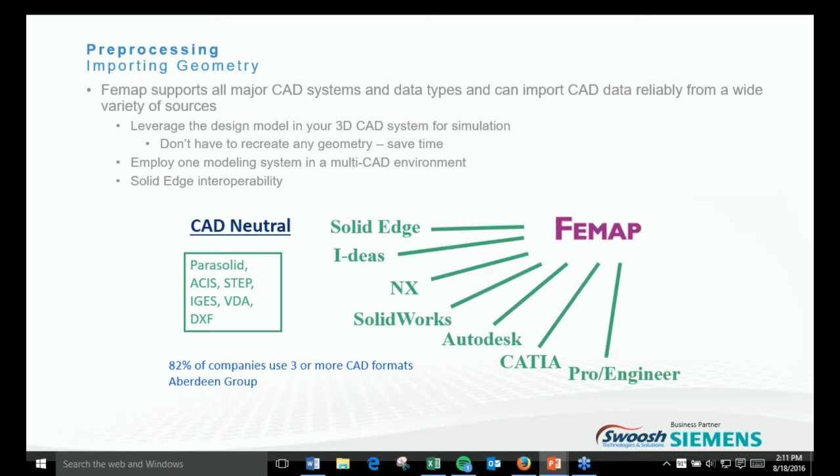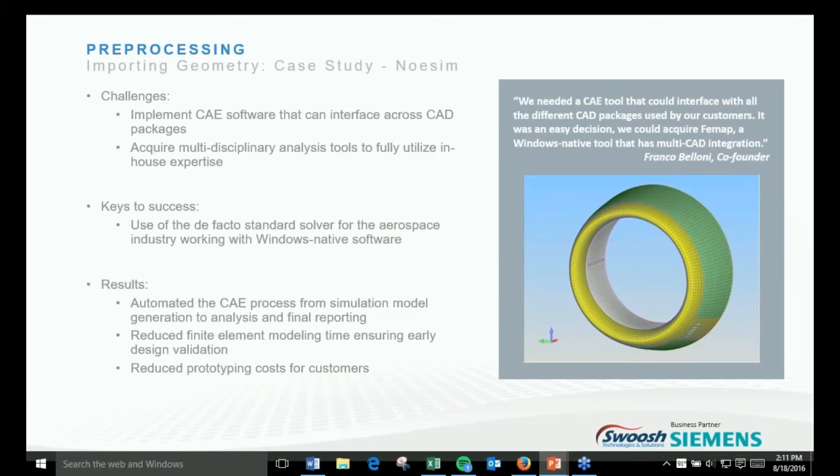So another example here is NOSIM, a company that was a truly multi-CAD environment, and they wanted to try to standardize on a simulation and CAE package that works with all their multi-CAD solutions. So they standardized on FEMAP. As a result, they were able to leave their current engineering design process in place, and add to their CAE capabilities with a product that was just no interference at all, which was FEMAP.